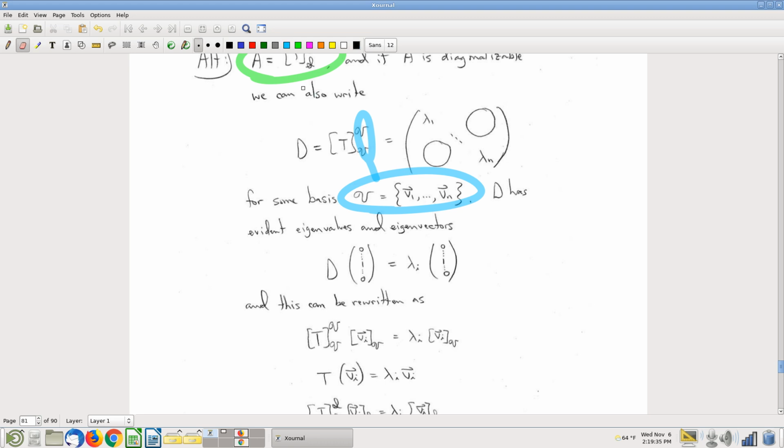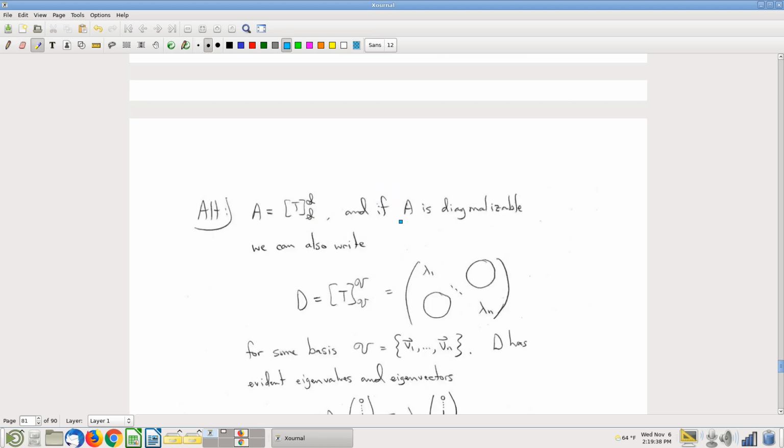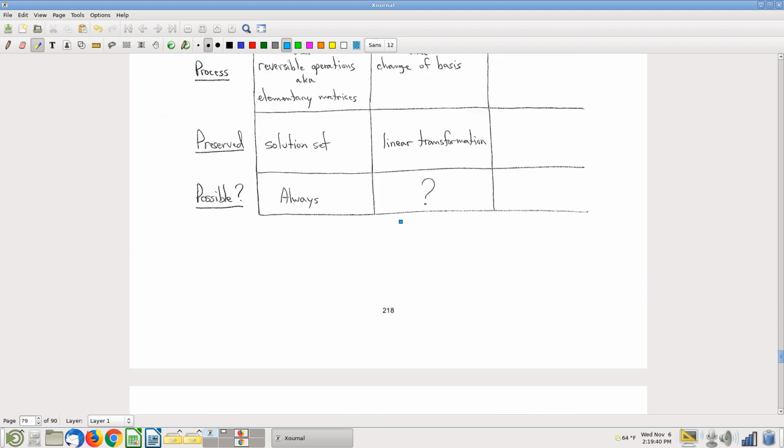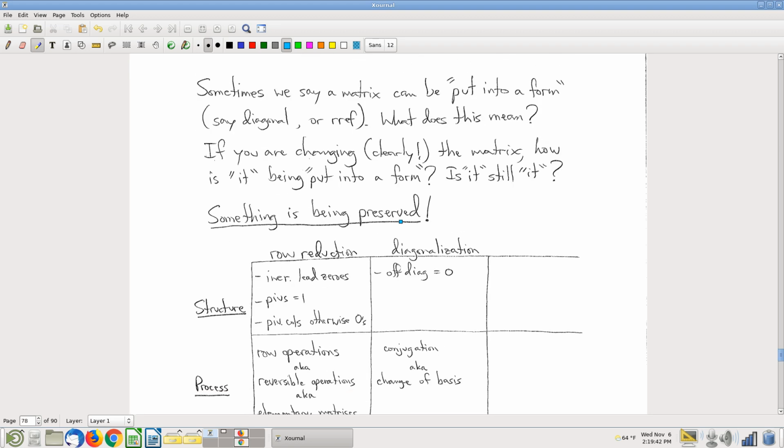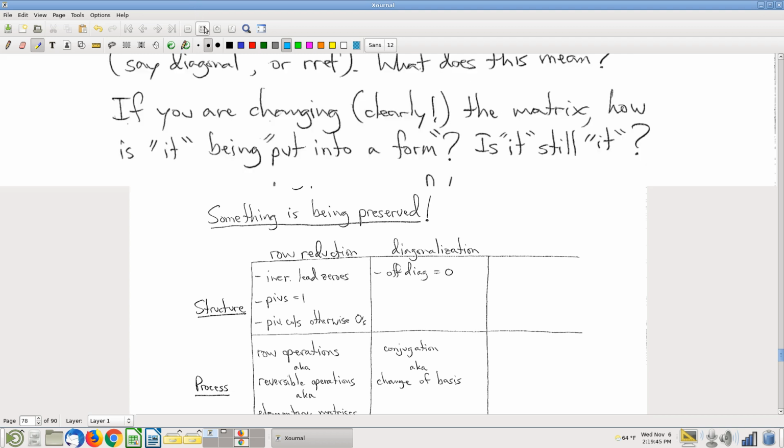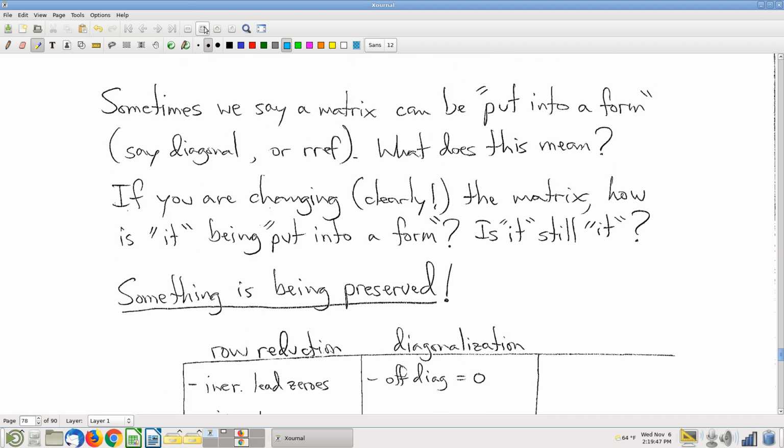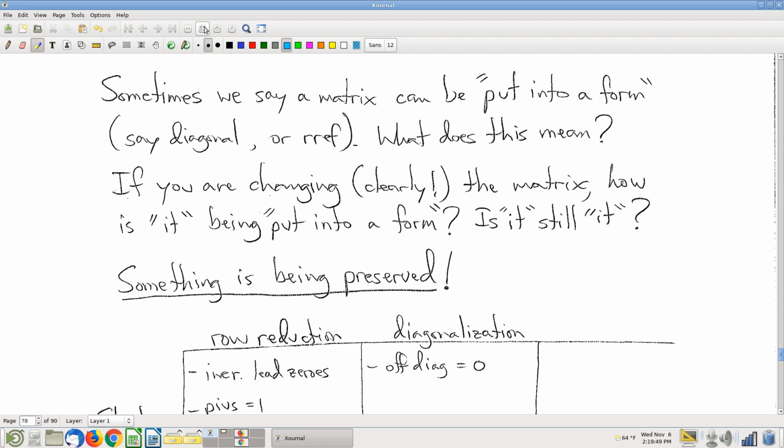Lots to digest there. Okay, now I skipped a page that I now want to come back to. This page is not in the book at all. This is just something that used to bug me when I was learning this stuff. We talk about diagonalizing a matrix, or putting a matrix into diagonal form. You may recall long ago we talked about putting a matrix into reduced row echelon form, right? Both of these bits of terminology have something intrinsically uncomfortable about them.